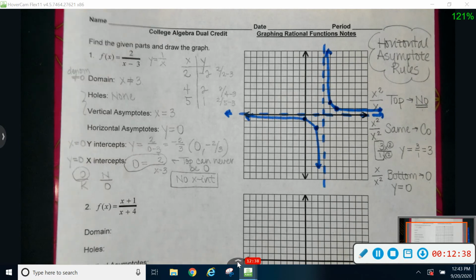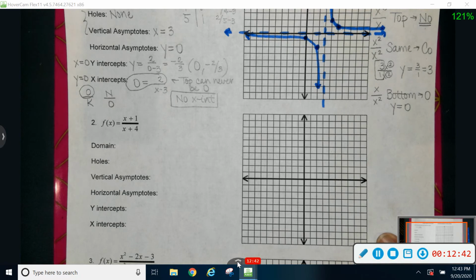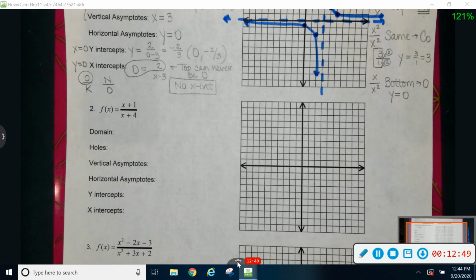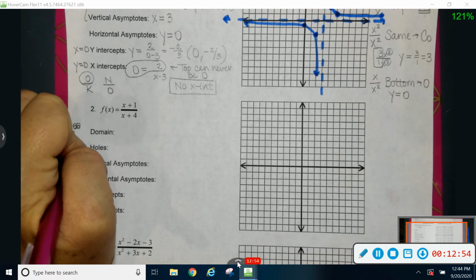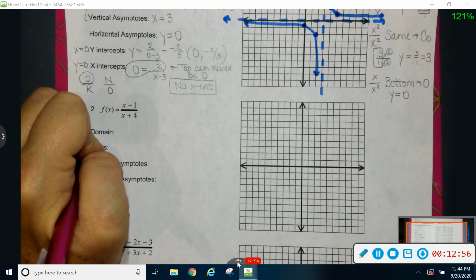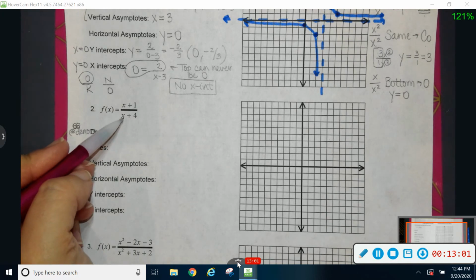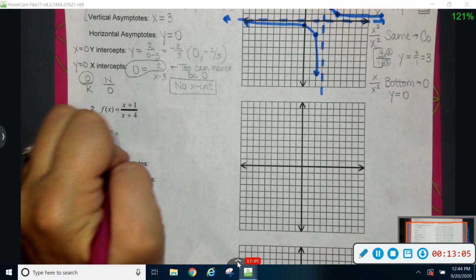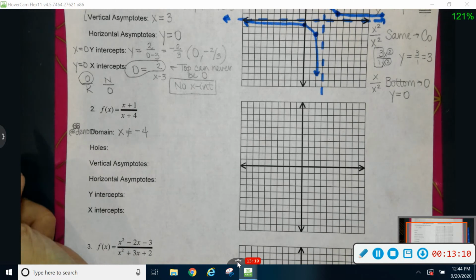All right, let's look at another one. Again, the more you do, the more these things flow a little easier. This one has an x plus 1 over x plus 4. So if I'm going to do domain, I'm going to look at the denominator. Again, my eyes are focused on that denominator. Because it's a fraction, that denominator can't be 0. So what's my one value that will make the denominator 0? Negative 4. So x cannot be equal to negative 4.